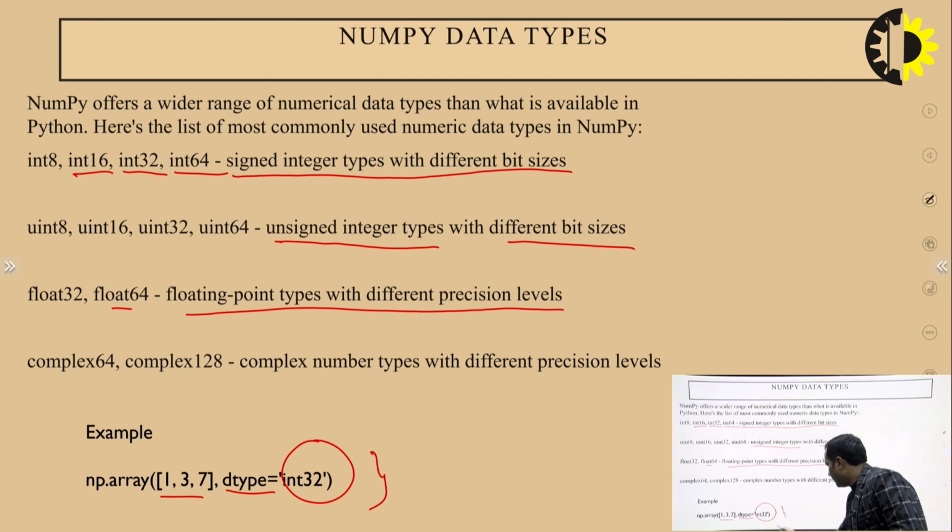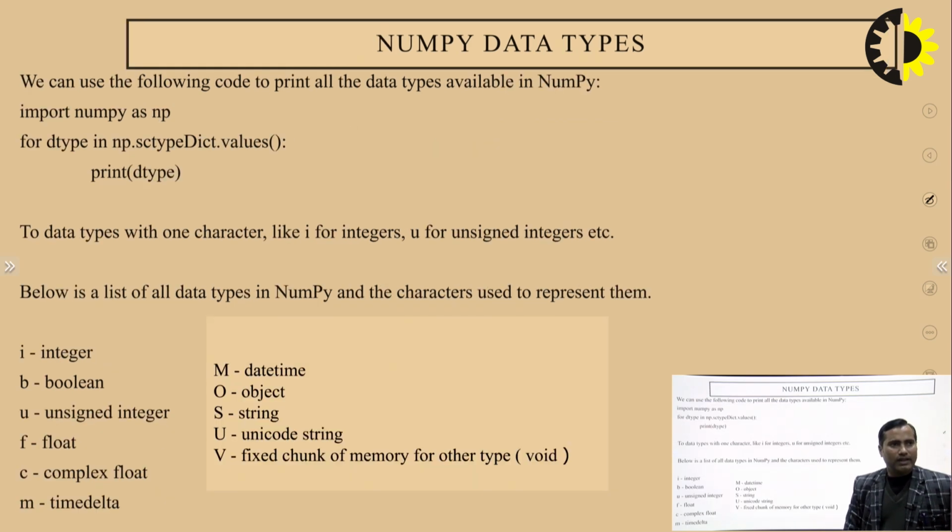We can see the code here. In the subsequent lectures, we will see all these implementations. So we can create this array by using the array functions. We have provided a list here and we have provided the data type as int32. That means it will create an array object having the data type integer 32 bits.